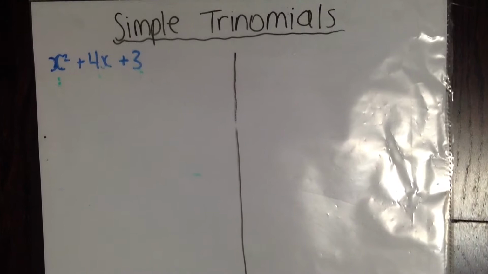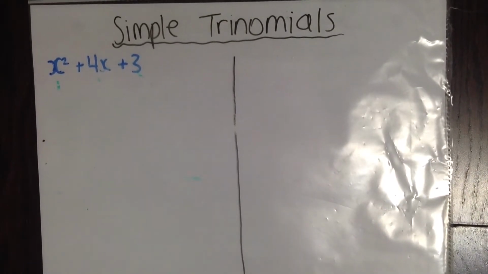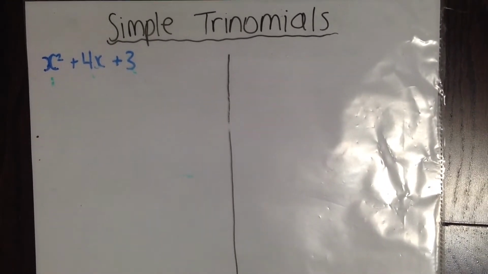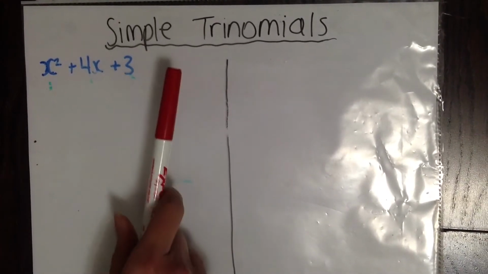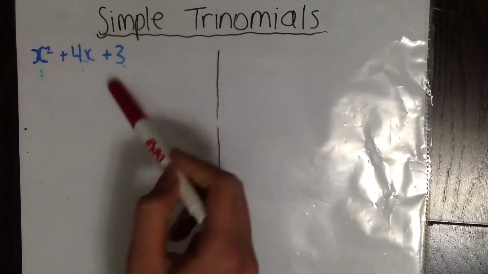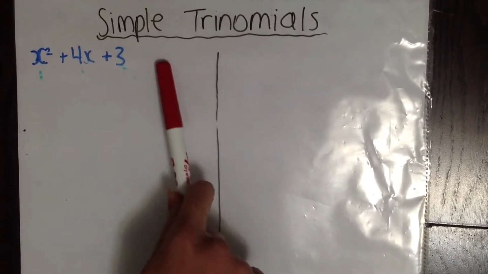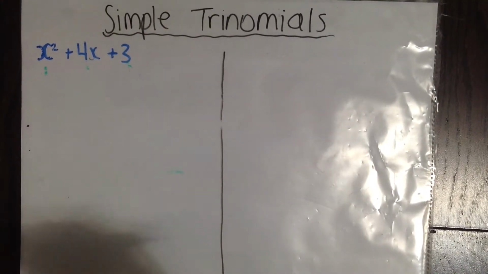Okay guys, so today I'll be showing you how to factor simple trinomials. The reason why it's called trinomials is because there are 3 terms, and the reason why it's called simple is because there is no number in front of the x squared other than 1. If it was a bigger number, then it would have been called a complex trinomial, but since the number is 1, we call it a simple trinomial. Using the tiles first.